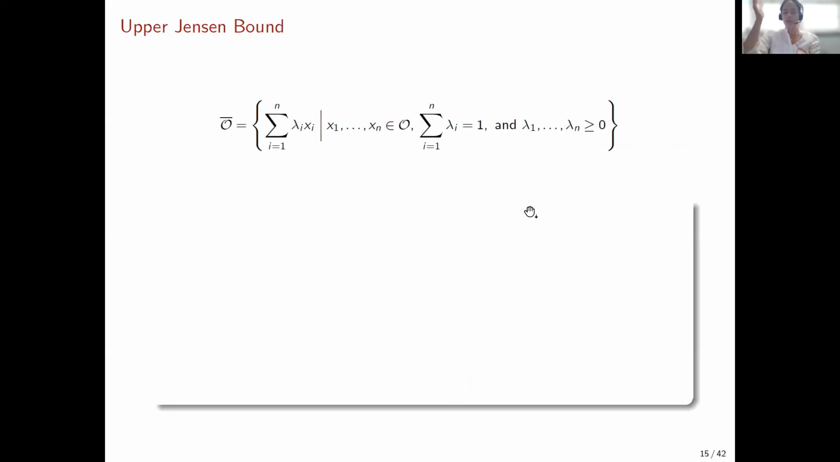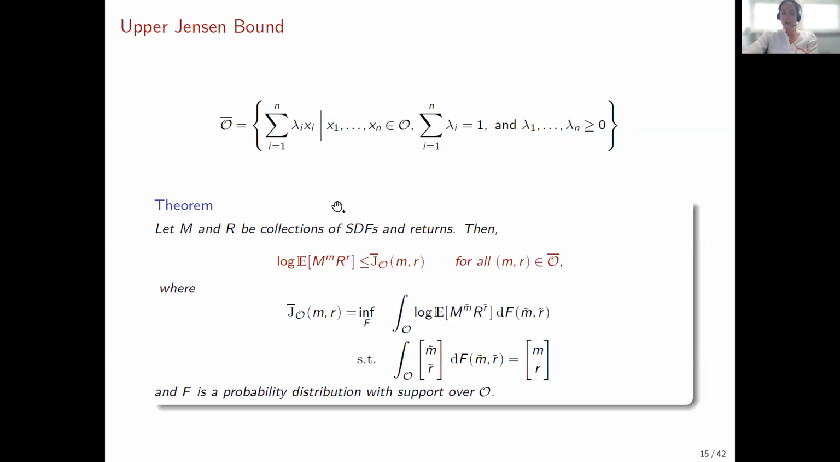So the first result we have is that we derive an upper, what we call upper Jensen bound on the set of observables. So here, what we have is just the convex hull on the set of observables. And our first result tells us that we can always upper bound the cumulant generating function of M and R using this expression here. Okay, so what is this J upper bar? This J upper bar is just the solution of this optimization problem where we optimize over the convex combination of all the points in the set of observables.